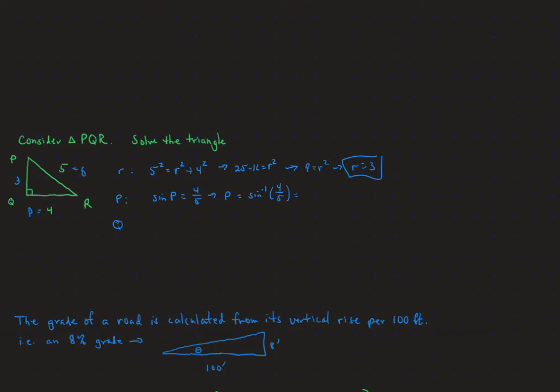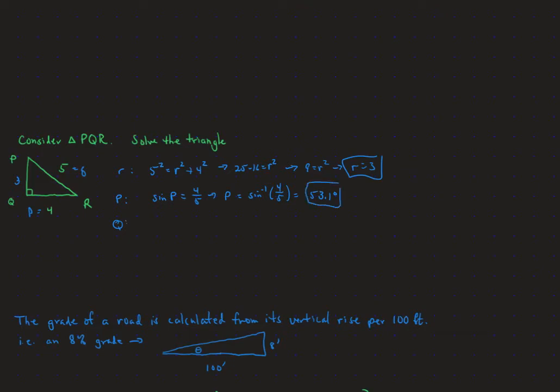So on my calculator, I'm going to go inverse sine of 4/5, and that looks like 53.130. I'm going to call that 53.1 degrees to the nearest tenth.